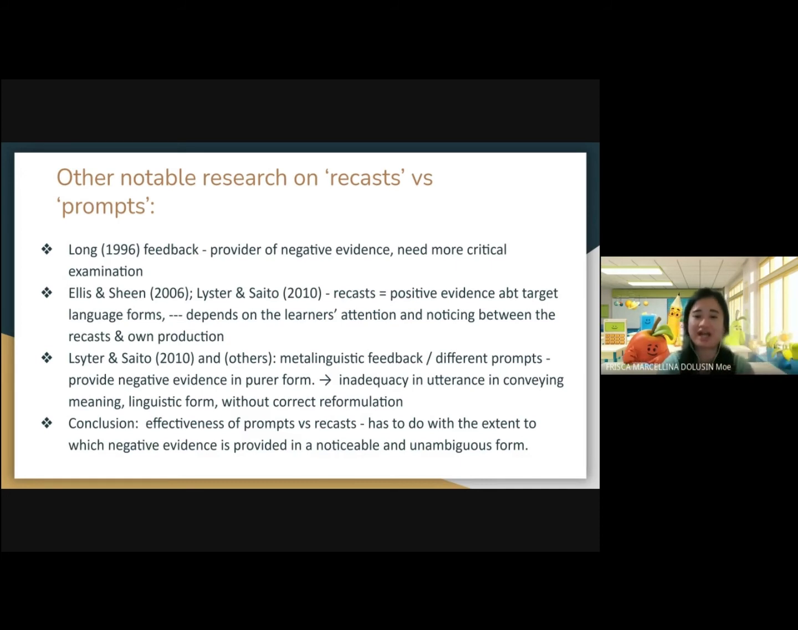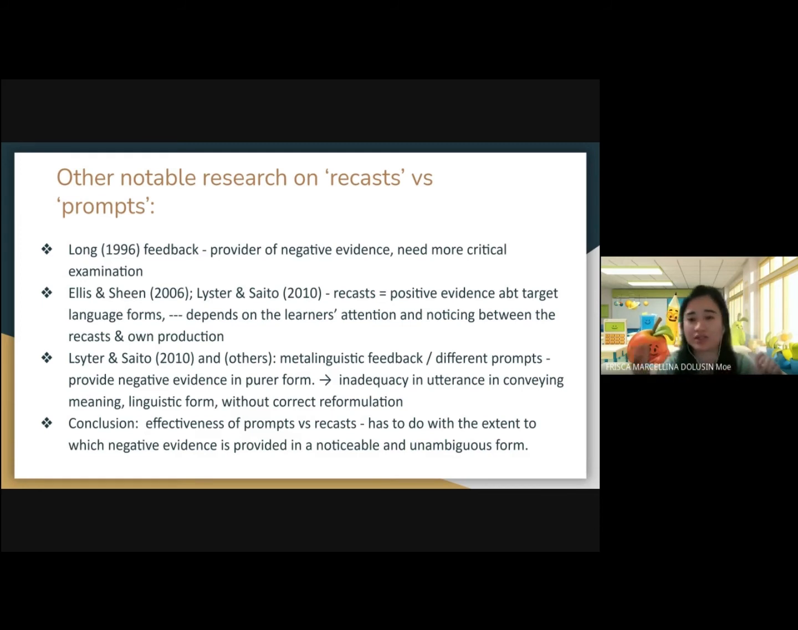Then Ellis and Shin in 2006 and Lyster and Saito say recast is positive evidence. Positive means because they remove the error, they didn't mention the error. That is why there is positive evidence about target language forms. It also depends on the learner's attention and noticing between the recast and the production. That's why students are less likely to give an immediate response, because they don't know what is wrong. Why is the teacher saying that? So it depends on the learner's attention and noticing. This is what I said wrong.